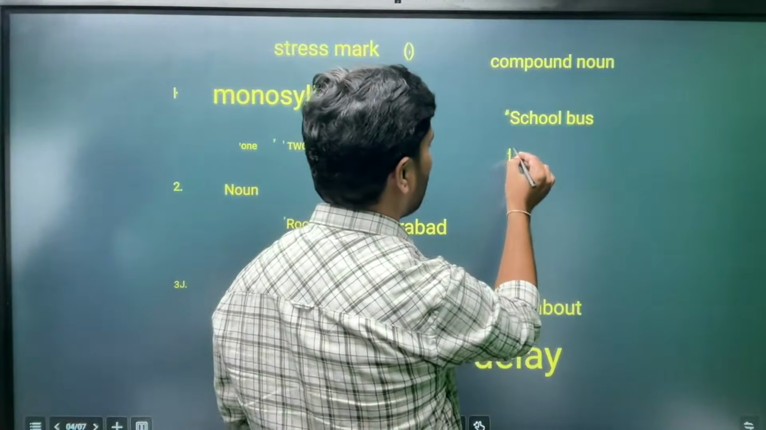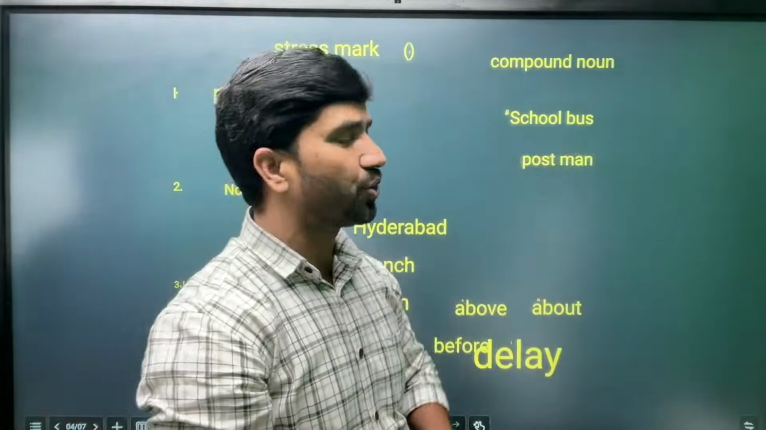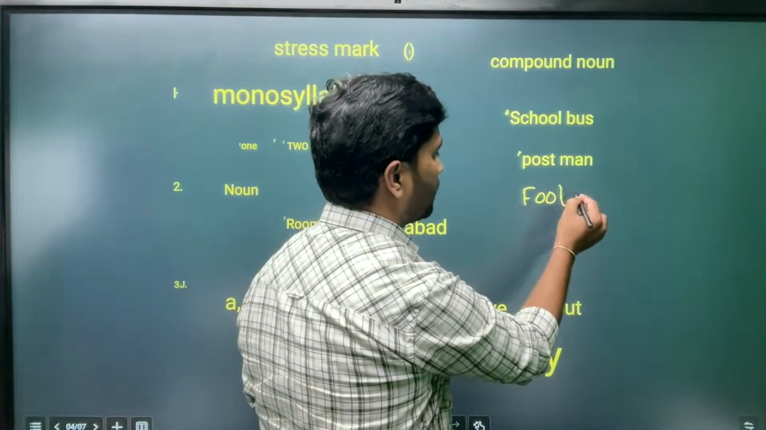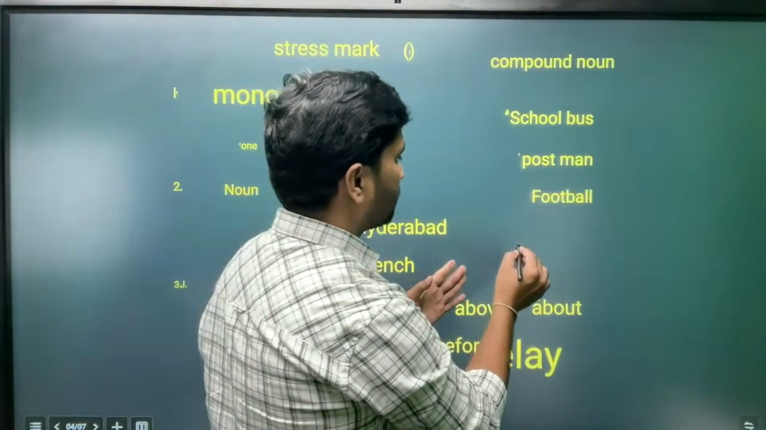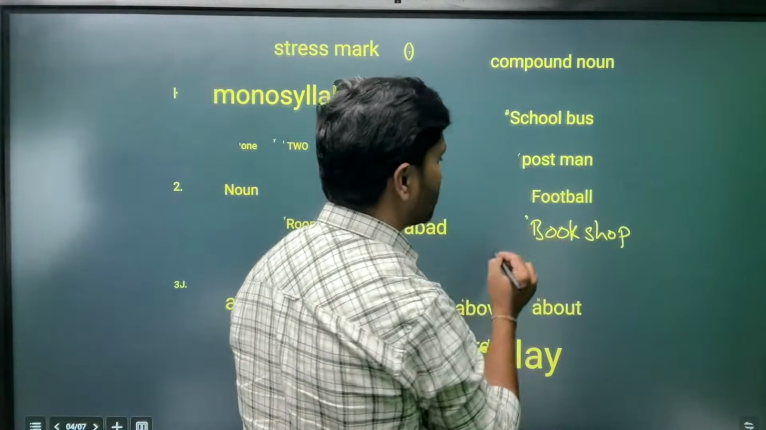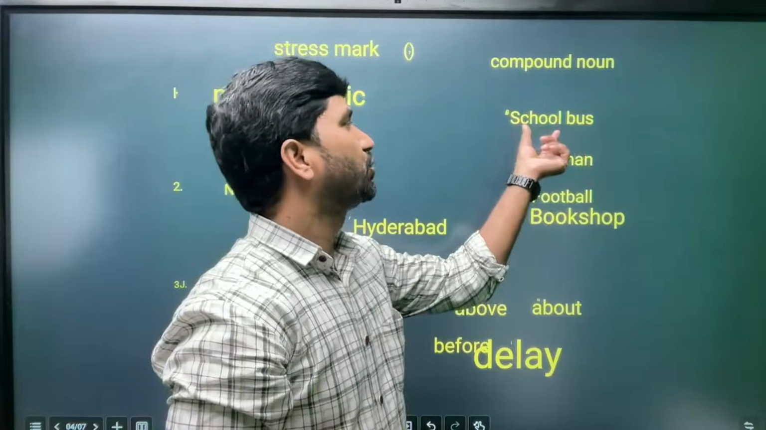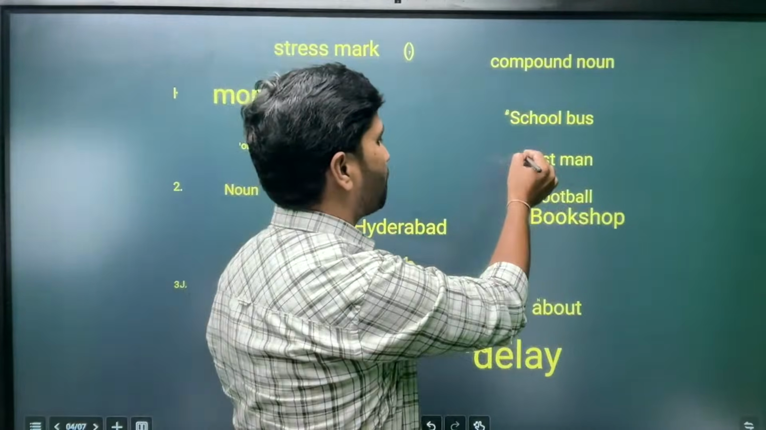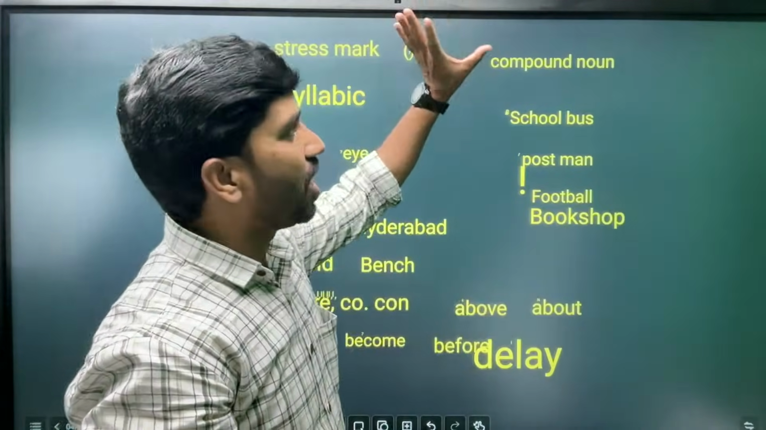Then next one is, for example, postman. Post is a noun and man is also a noun. Stress mark falls on the first. Football. For example, football. The stress mark falls on the first letter. Next, for example, bookshop. Stress mark falls on the first letter. When book and shop, foot and ball, post and man, school and bus, when two nouns come together, the stress mark falls on the first letter of the word. Remember that.